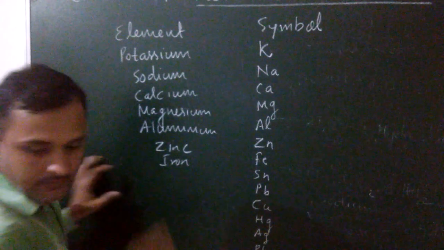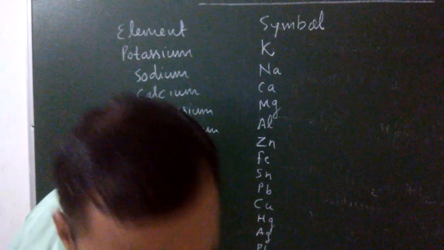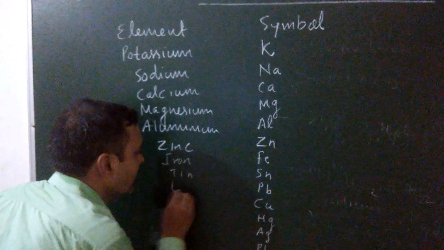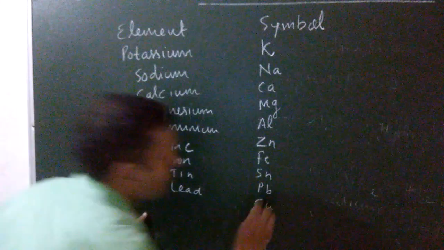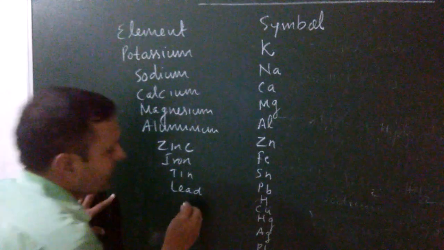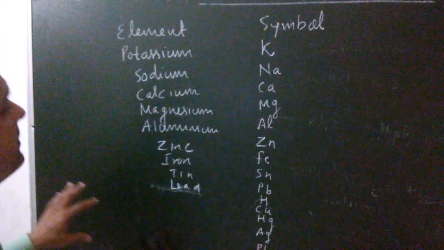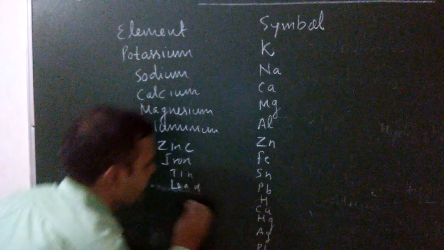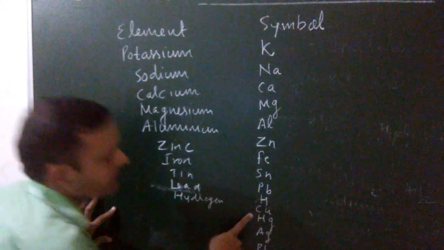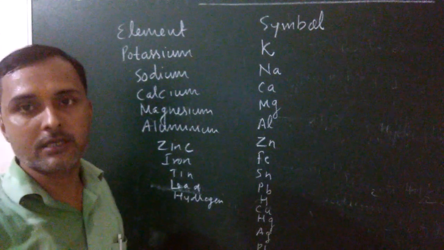Next is stannum, Sn, which is tin. Then Pb is lead. Then hydrogen will be there. Then copper, then mercury, then silver, then platinum, and then Au, that is gold.